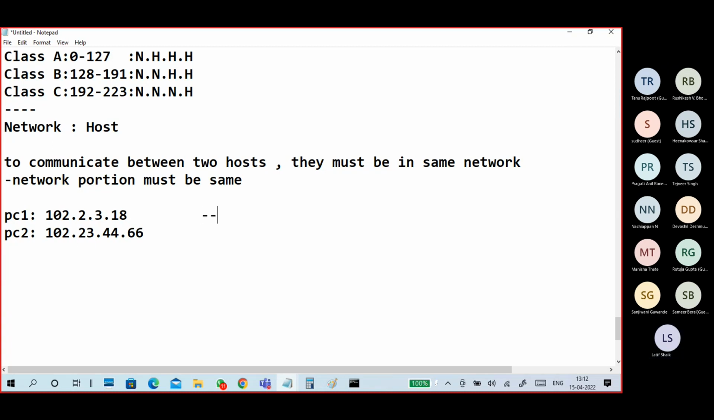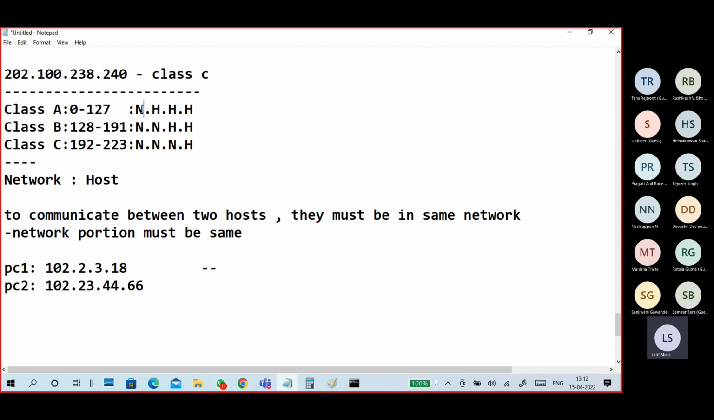Tell me, so what is the network portion here? First octet. So what is the first octet in PC1? What is the first octet in PC2? Both are same or not? It belongs to class A, sorry, class A. Okay, so the first portion is the network portion.